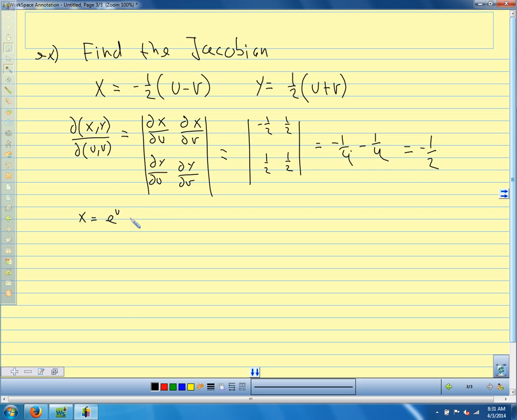For this one, x equals e to the u sine v, and y equals e to the u cosine v. And we want to find our Jacobian for this particular change of variables. So our Jacobian is going to be the determinant. Our partial of x with respect to u is going to be e to the u sine v. The partial of x with respect to v is going to be e to the u cosine v. Partial of y with respect to u is going to be e to the u cosine v.